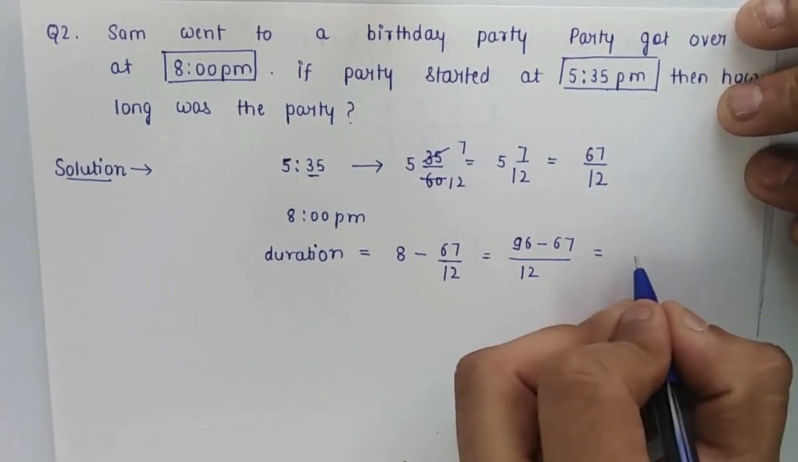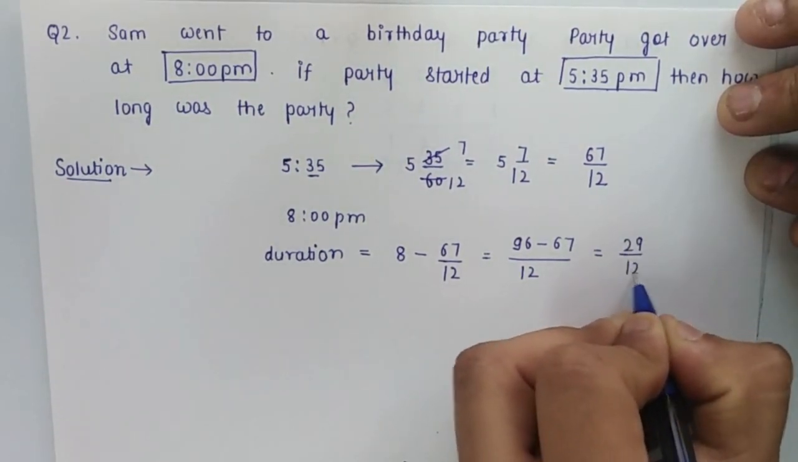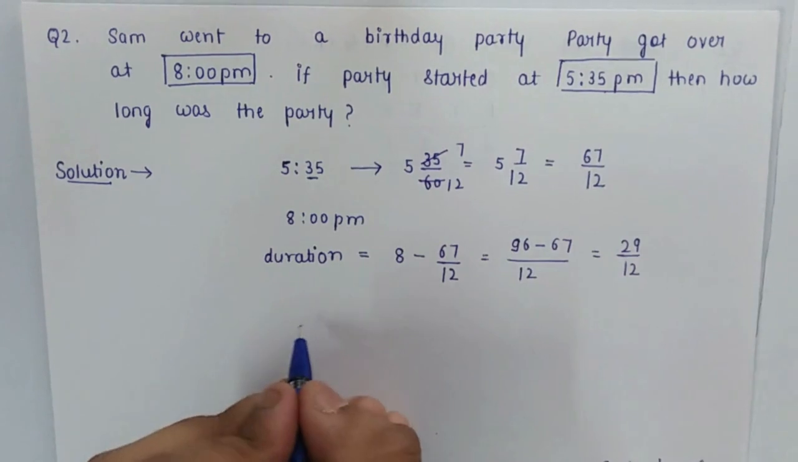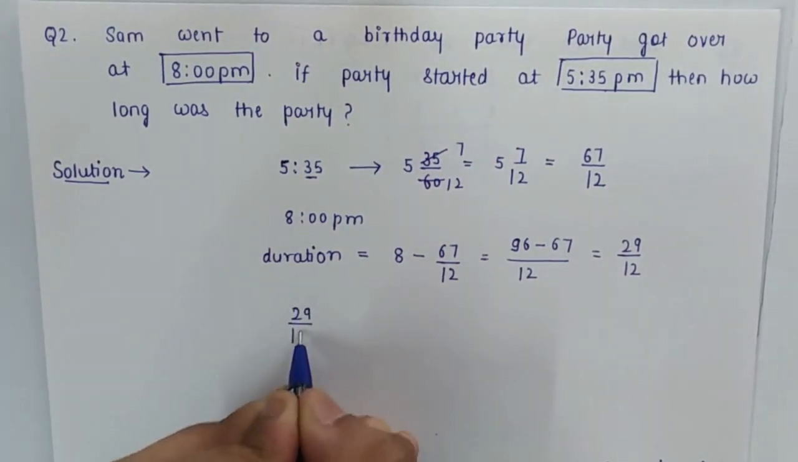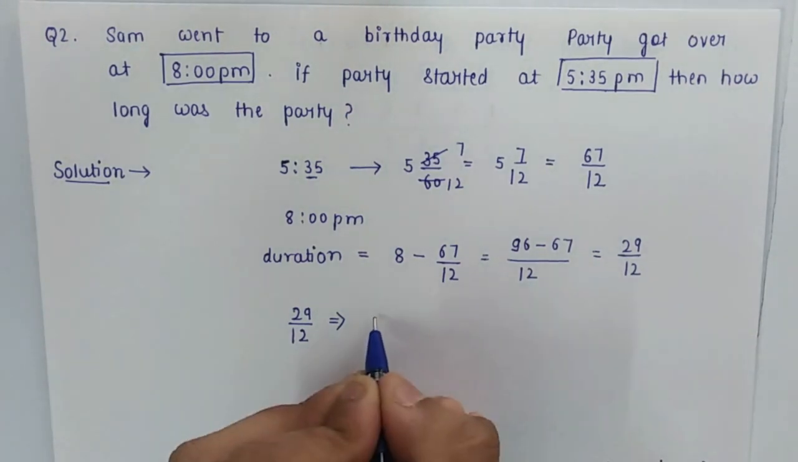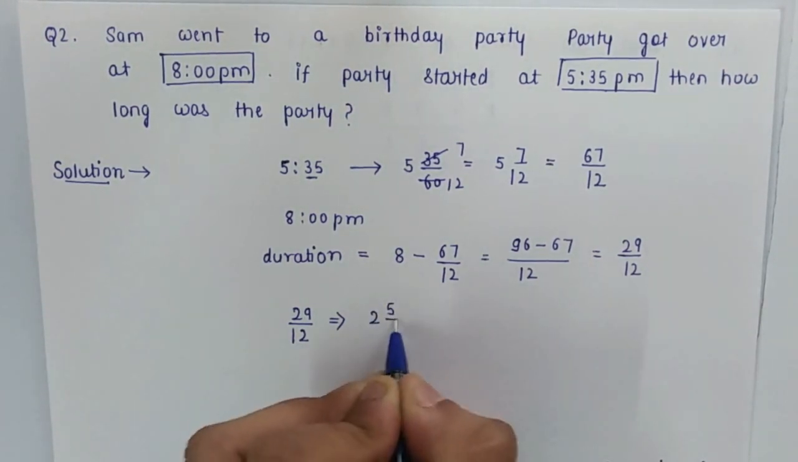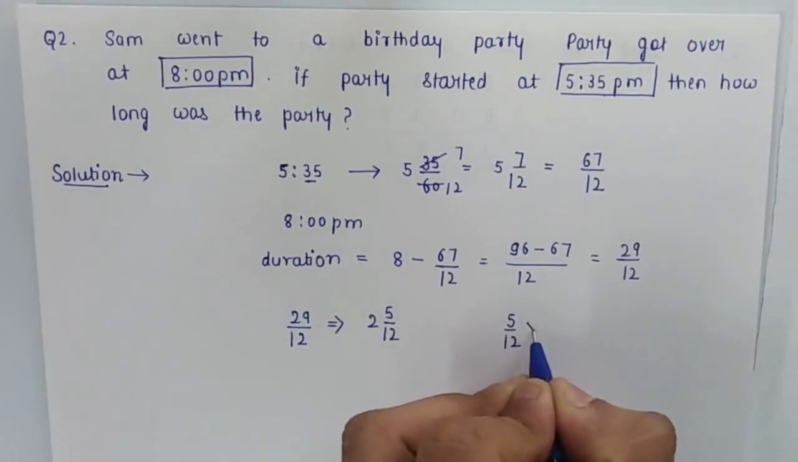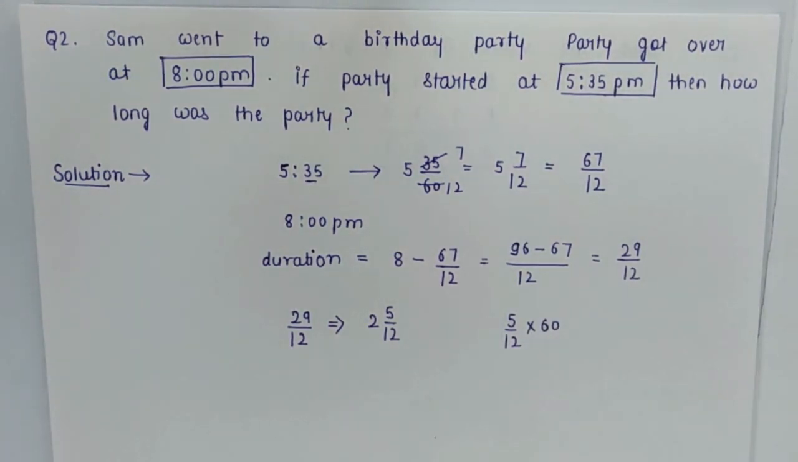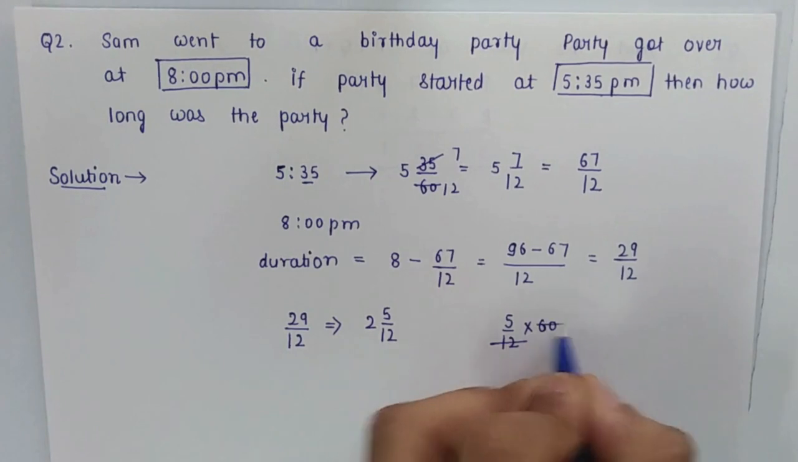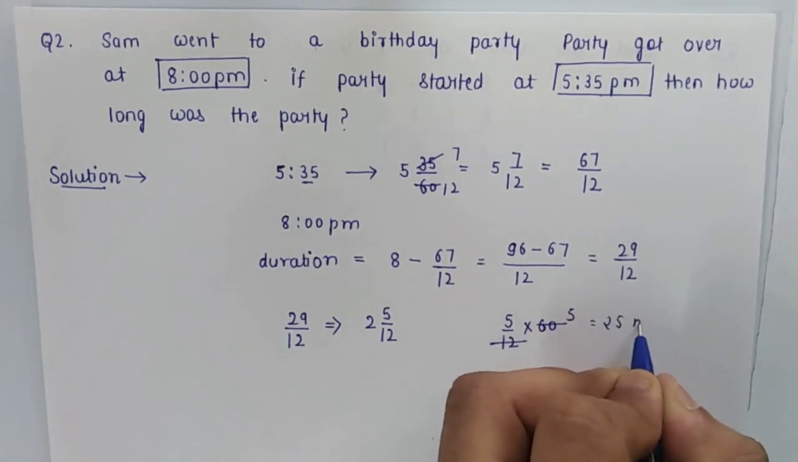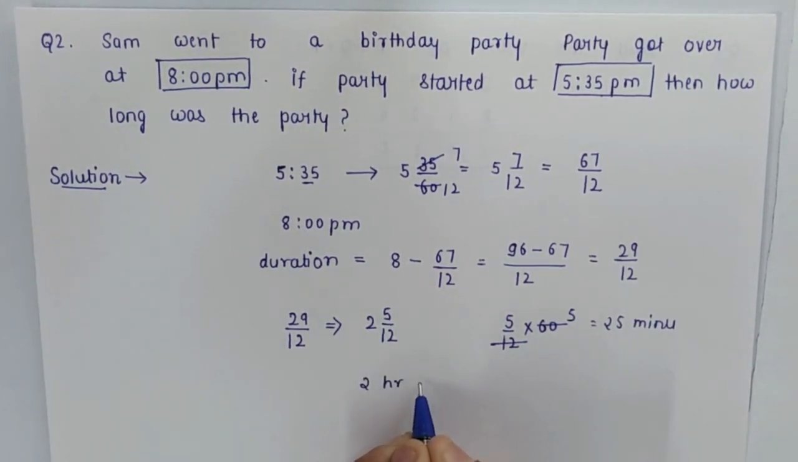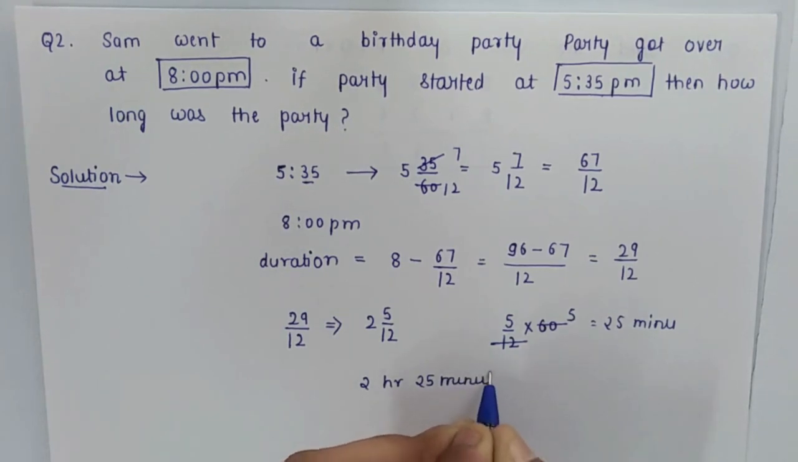And this will be equal to 29 upon 12. So now this will be the hours. How do we convert it back to normal time? So this is 29 by 12. We will first convert it back to a mixed fraction, which is equal to 2, 5 upon 12. So now this 5 upon 12, which is in hours, we can convert it back to minutes by multiplying it by 60. So this will be equal to 25 minutes. So the answer will be equal to 2 hours and 25 minutes was the duration of the party.